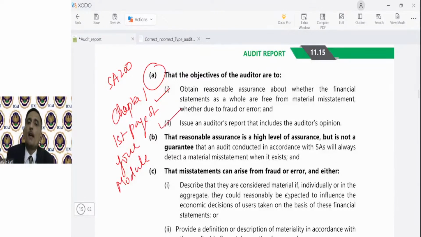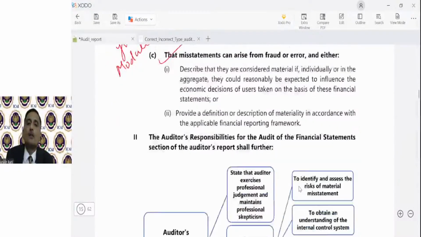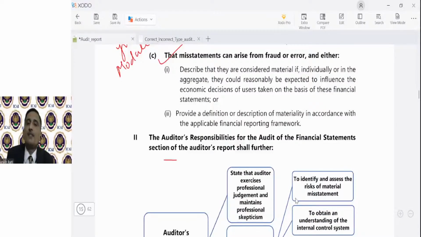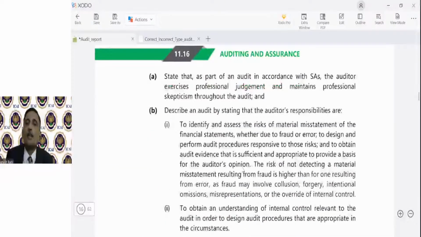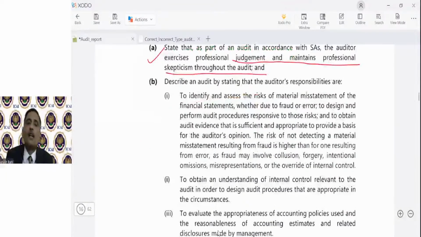Okay, issue an auditor's report that includes the auditor's opinion, and to state reasonable assurance and that misstatements can arise from fraud or error. And the auditor's responsibilities for the audit of financial statements shall include further things. It should also include detail that the audit has been conducted in accordance with SAs. The auditor has exercised professional judgment and maintained professional skepticism. And it shall also describe the auditor's responsibilities.